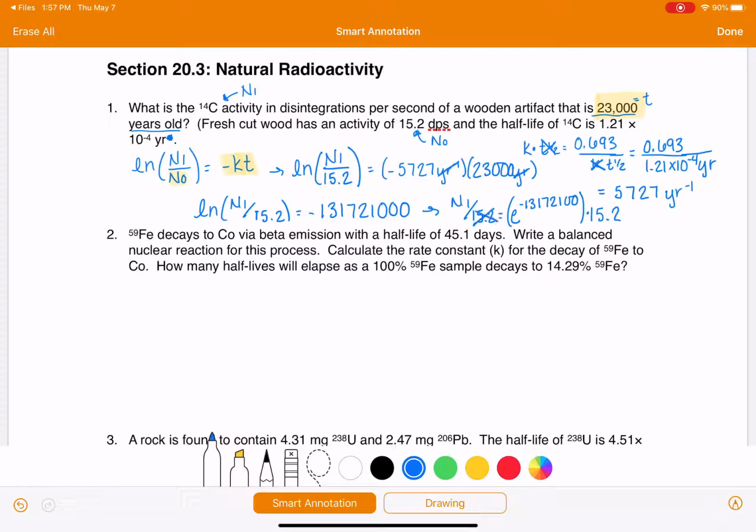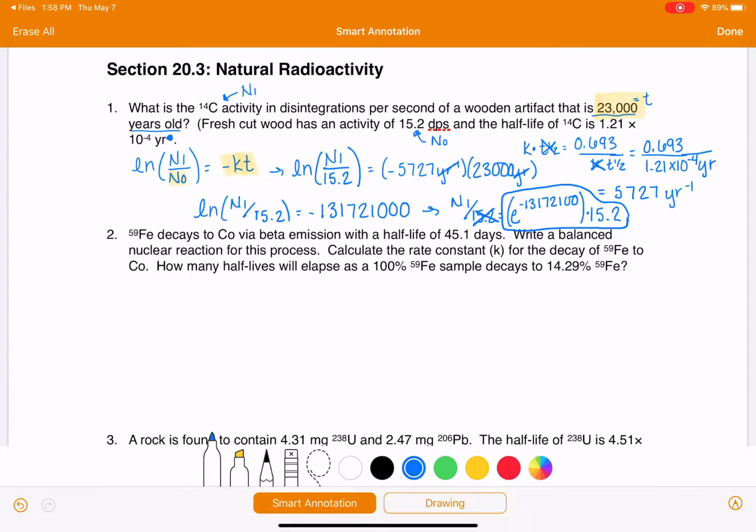I wonder if I've just maybe done something wrong with my math. Let me just double check my numbers here. 0.693 divided by 1.21 times 10 to the minus 4. That's 5727 years multiplied by 23,000. Yeah, my calculator just says overflow. So maybe if you have a calculator that was not made in the 90s, you will be able to solve this problem. But this right here is the answer that we would get.